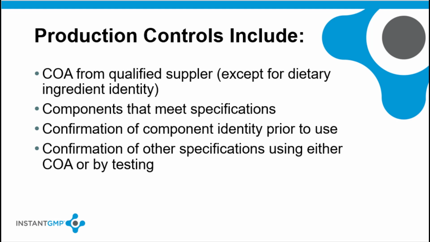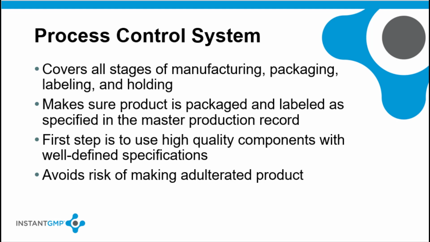This can include the use of a certificate of analysis from a qualified supplier for specifications other than the identity of a dietary ingredient. The identity of each component must be confirmed prior to use. Other required specifications for components must be checked either by relying upon a certificate of analysis or by testing or examining the component. A process control system covers all the stages of manufacturing, packaging, labeling, and holding of the final product. The control system makes sure your product is packaged and labeled as specified in the master production record.